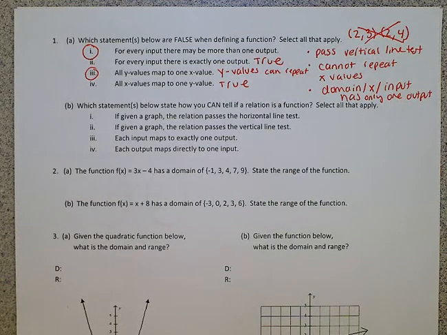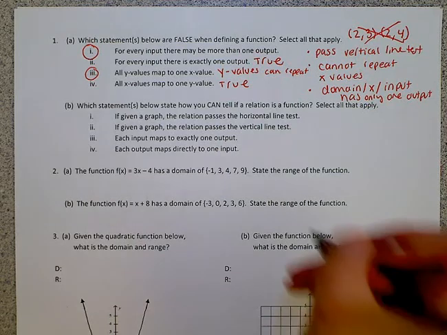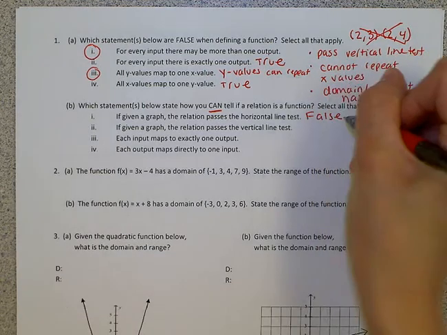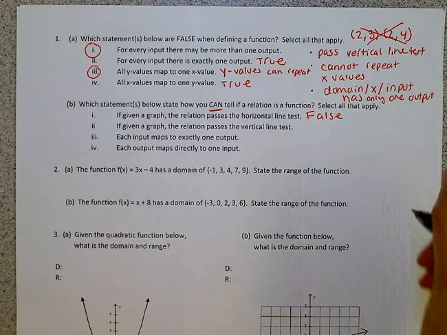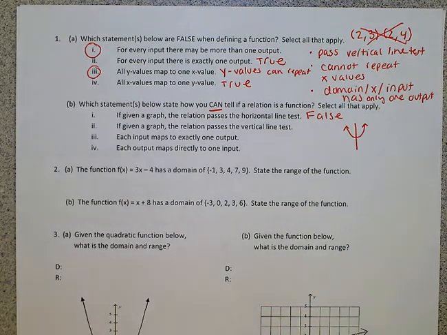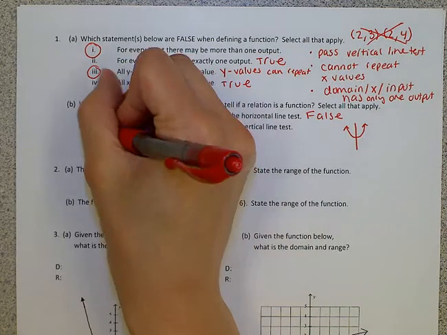Which statements below, and more than one is possible, state how you can tell if a relation is a function. Select all that apply. If given a graph, the relation passes the horizontal line test, that does not tell us if a relation is a function, so that's false. If given a graph, the relation passes the vertical line test, something like a parabola, if you drew a straight line through it, it would only go through that relation once, so that is a function, so that is a way you can tell.